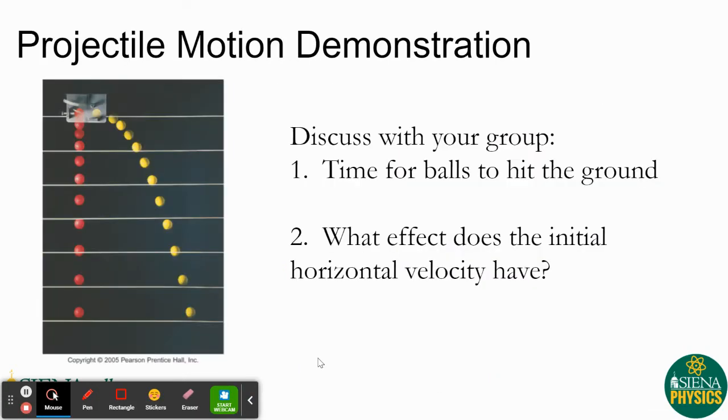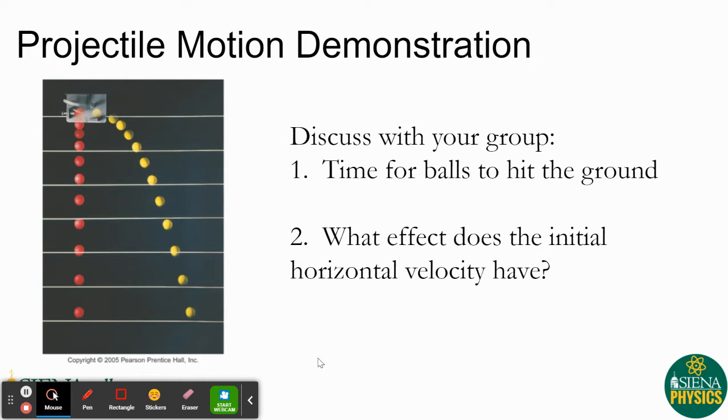Okay, so we're going to watch a projectile motion demonstration. As you're about to watch it, think about these things, and we'll do this in class, you'll be able to discuss with your group. What we want to know is, what is the time for the balls to hit the ground? We're going to see two different types of motion, and we want to know what effect the initial horizontal velocity of the yellow ball has.